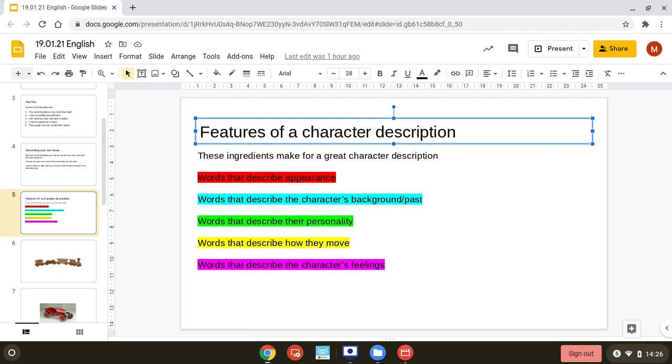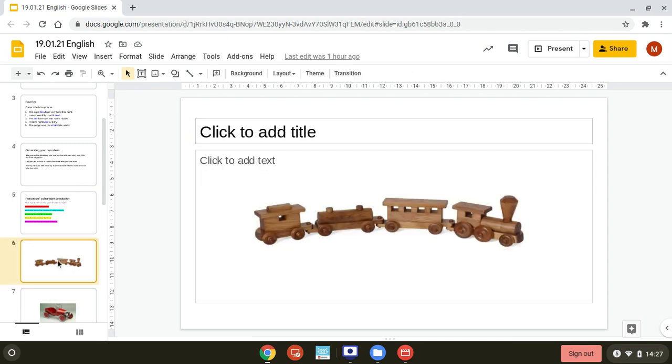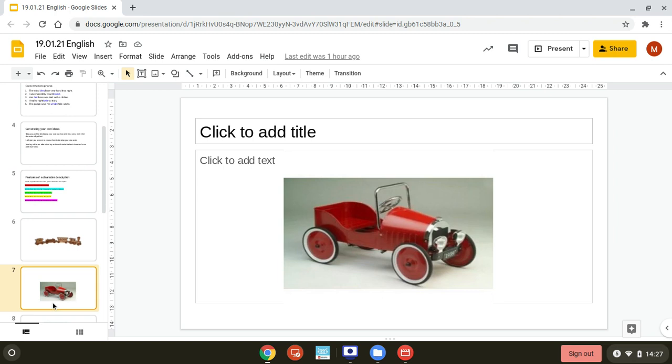So because we're going to be writing about a toy that goes missing, very much in the style of Edward Tulane, we're going to focus on more old-fashioned types of toys as our main characters. Lots of different ideas you can have. You could have a wooden toy train, which could have a certain personality and go on certain adventures. Alternatively, you could have an old-fashioned tin car.